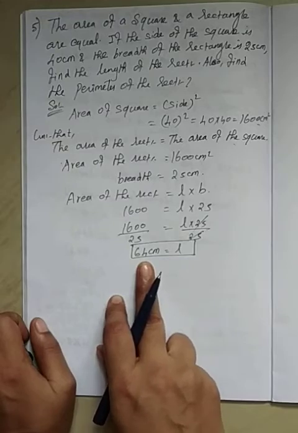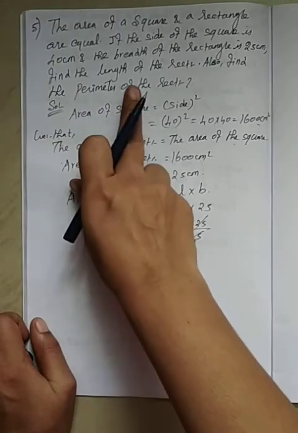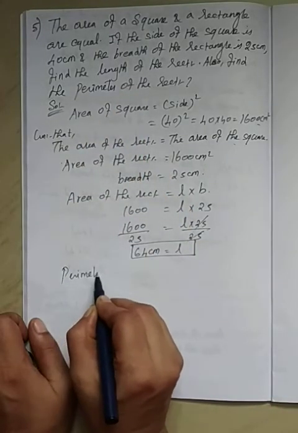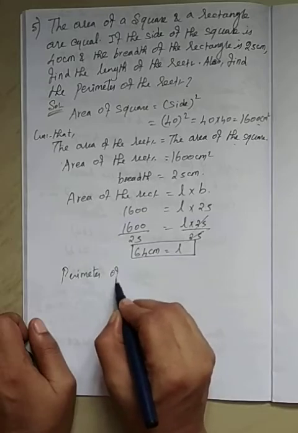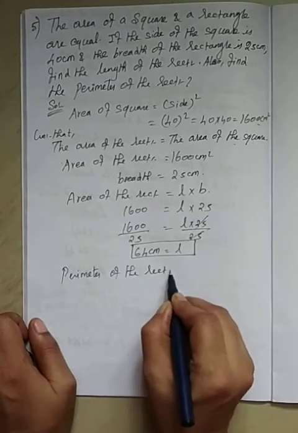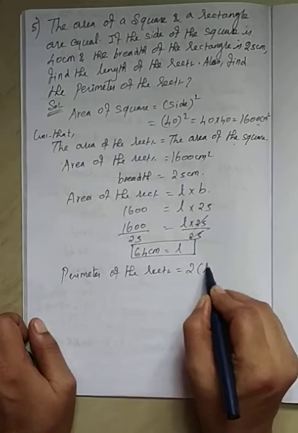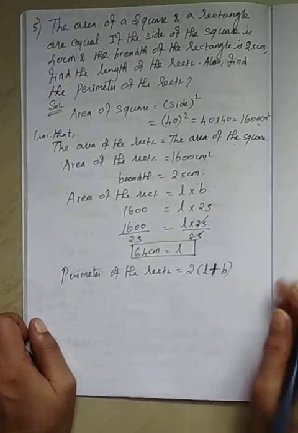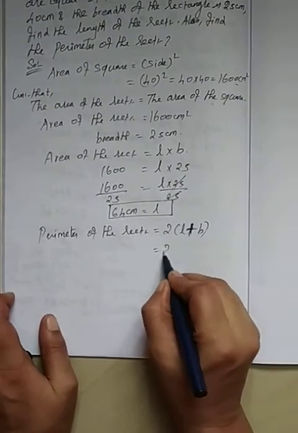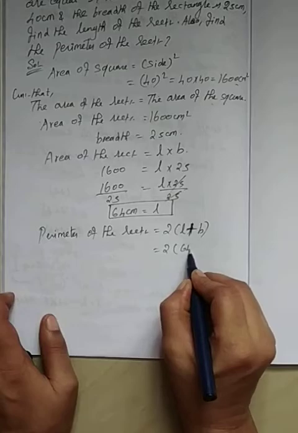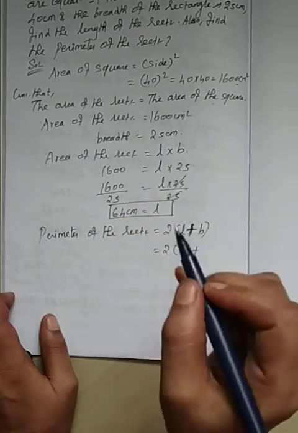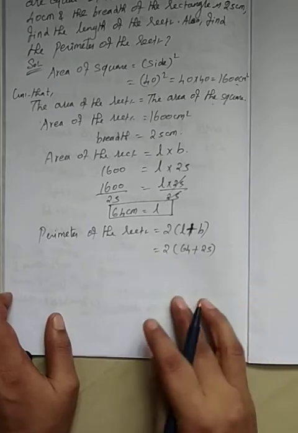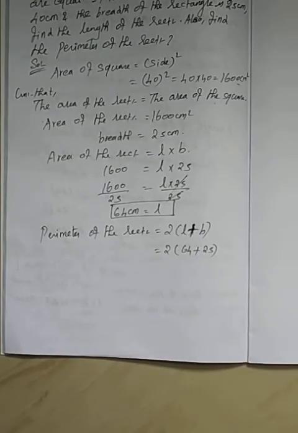Next you have to find the perimeter of the rectangle, right? See, the perimeter of the rectangle. What is the formula for the perimeter of the rectangle? 2 into L plus B, right? 2. What is the L value? 64 centimeter. What is the B value? 25 centimeter. Both are centimeter and the plus symbol is there, so finally you write centimeter only one time.